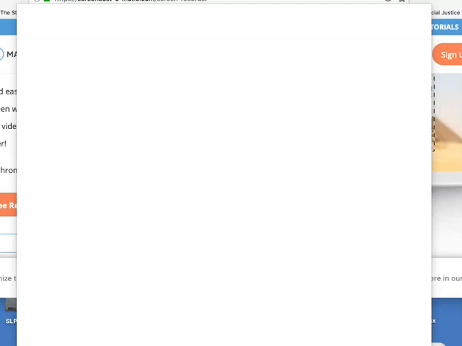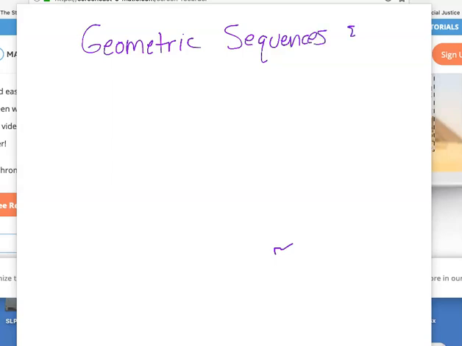Today we're going to look at geometric sequences and series. We talked a little bit last week about a geometric sequence being that list of numbers. Series means the sum. So, for example, last week we looked at geometric sequences.